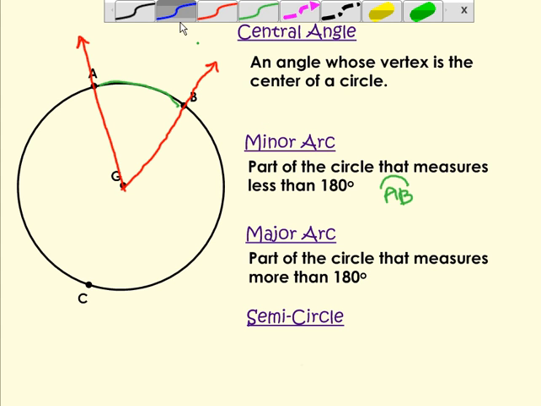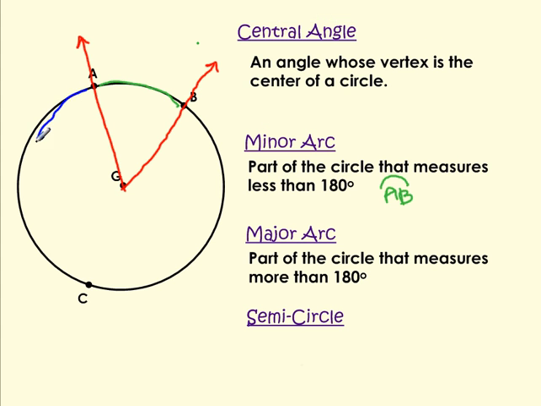A major arc is an arc that measures more than 180 degrees of the circle. For every minor arc, there is a major arc that is related to it. Major arcs, you're going to name with three letters. So this major arc still has the endpoints A and B, but so that I know it's a major arc and not a minor arc, I'm going to include this point C that it passes through. So we'll name this one ACB and have the arc symbol above it.